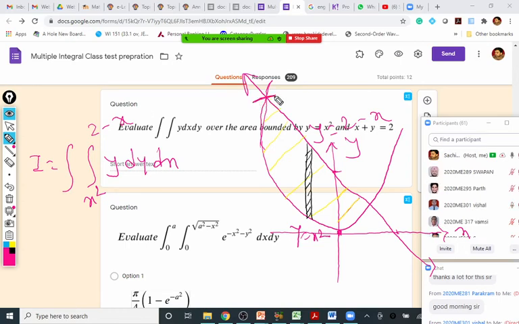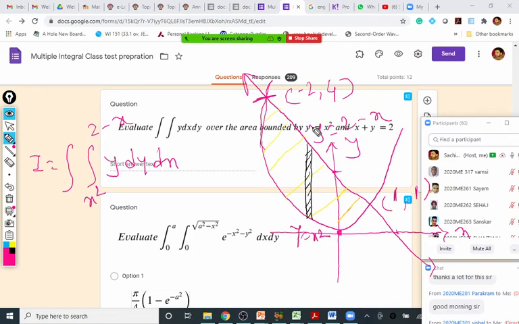You require this point of intersection. So the provided intersection may be 1, 1. Is it 1, 1? Yes, sir. And what about these coordinates? Minus 2, comma 4. How to get these coordinates? By solving the two equations simultaneously.